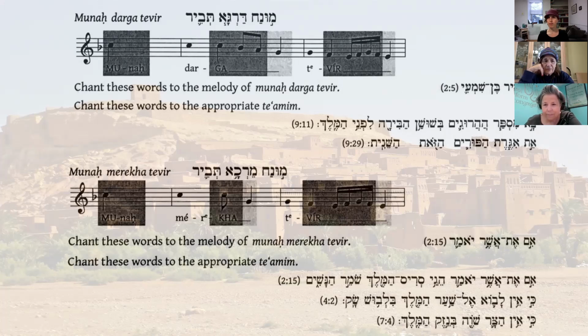Ben Yair. Okay, Sharon. בן יאיר, בן שמעי. Great. And they've given us a couple of longer phrases too, which is very nice.